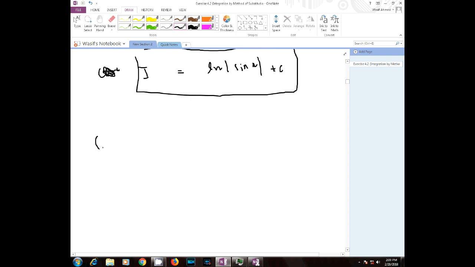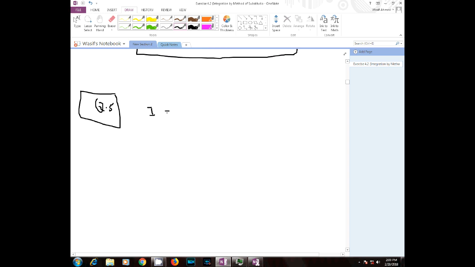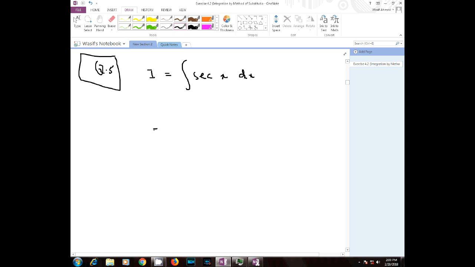Now question number 5 is, you have to integrate secant x. How can we solve this question? We know that the integral of secant x is natural log of secant x plus tan x. So you can multiply and divide this by secant x plus tan x, divided by secant x plus tan x.